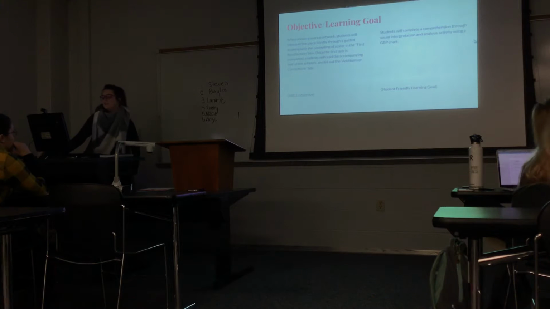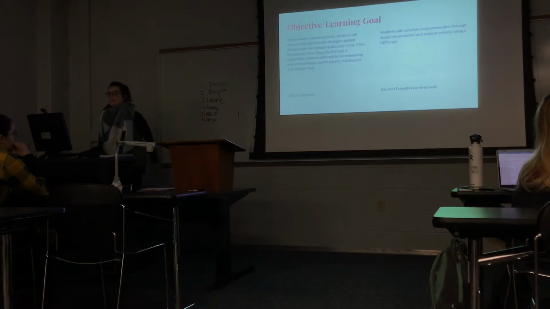So, learning goals. When shown real artwork, students will interpret the piece blindly through a guided drawing with the prompting of a peer and the first recollection box. Once the first task is completed, then we will read the accompanying text and fill out the additions or corrections box.